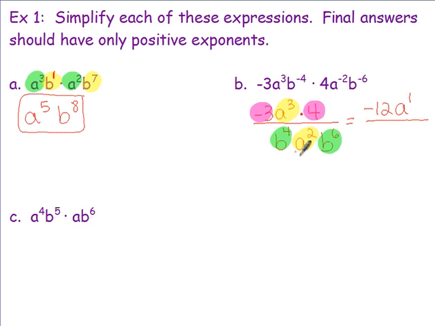The B's are side by side. So we're adding 4 plus 6 makes 10 B's on the bottom. That problem is done. And let's see how you did on C.